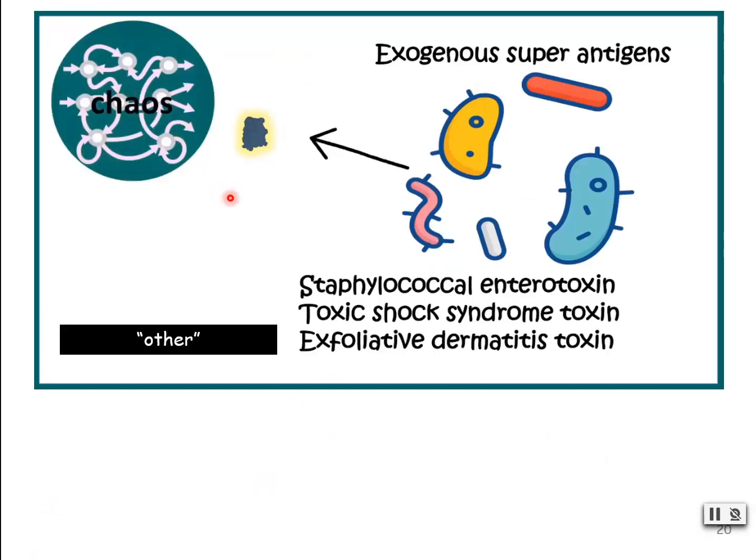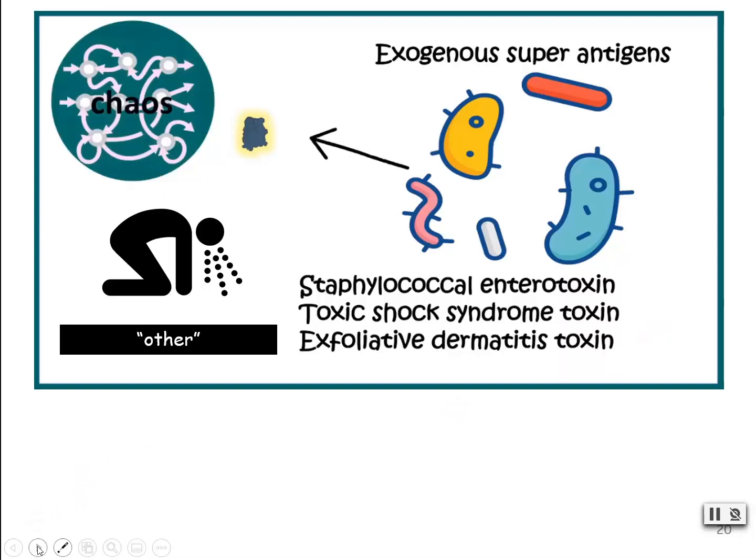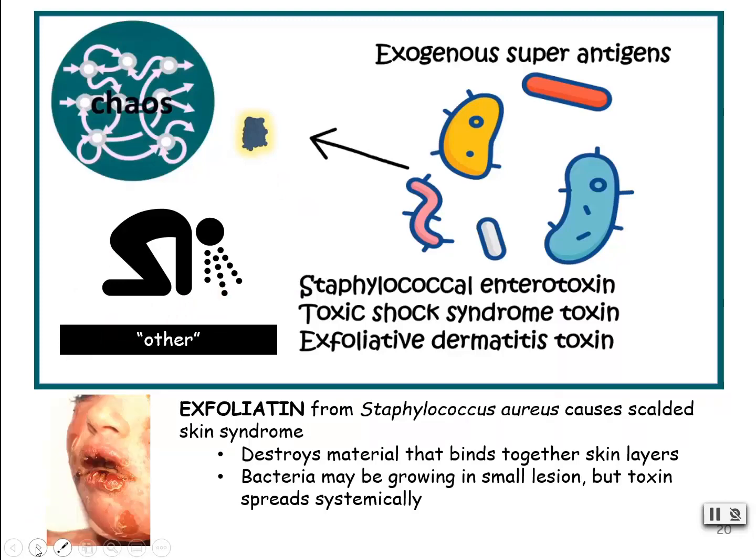And so, just to remind you, we talked about those superantigens and how they cause chaos because they stimulate a whole army of T helper cells. So Staphylococcus enterotoxin, the toxic shock syndrome toxin, and exfoliative toxin are all examples of those types of superantigen toxins. So also food poisoning. And exfoliative.